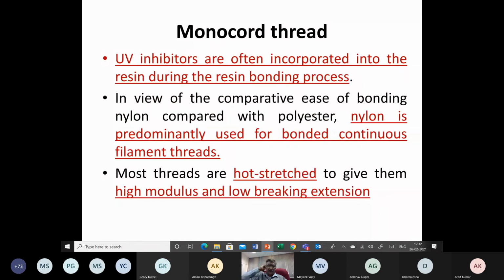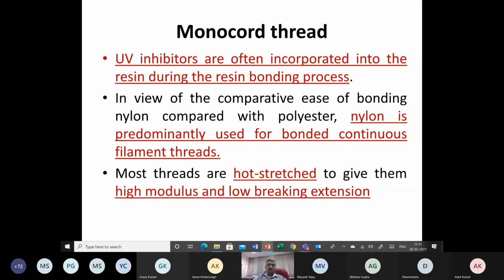With monocord threads, you mostly find the basic material is nylon, because nylon is predominantly used for bonded threads. The bond between the resins and nylon is much better, because of the availability of resins in the market, and most resins bond well with nylon. So that's why most of the monocord threads are made from nylon materials.